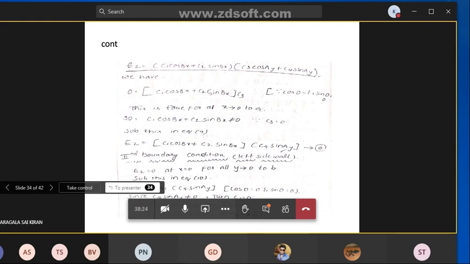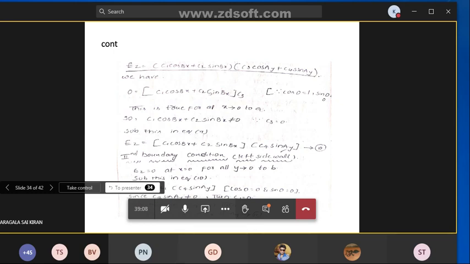So here we will get Ez equal to 0. So C1 C4 sin Ay. Since C4 sin Ay is not equal to 0, then C1 becomes 0, right? So finally you will get Ez equal to C2 C4 sin Bx.